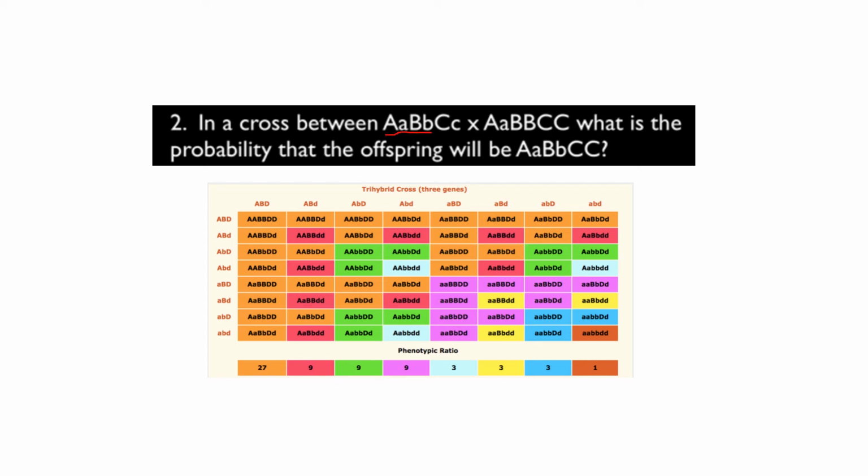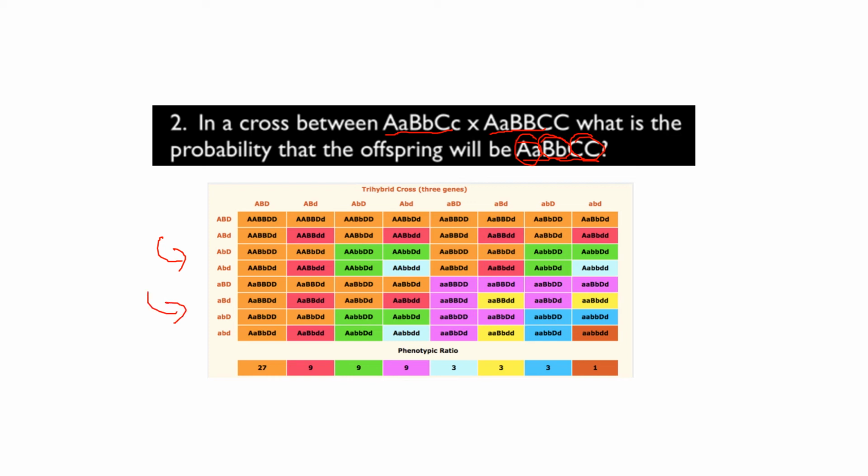In a cross between this genotype and this genotype, I cannot even read it. Making this cross will take you so long. What is the probability of getting an offspring that is heterozygous for A, heterozygous for B, and homozygous dominant for C? As you can see, this is possible.